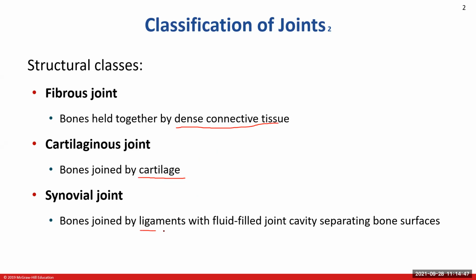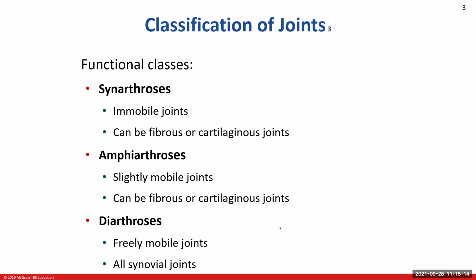And then finally, synovial are joints in which the bones are held together by ligaments, which is a dense, regular connective tissue. It's a form of connective tissue proper. But what's important is there's a cavity in these joints, and it's filled with fluid. And so we're going to get into the discussion on the synovial joints. But those are your 3 structural classes: fibrous, cartilaginous, and synovial. So that's when we're classifying the joints based on structure or anatomy.